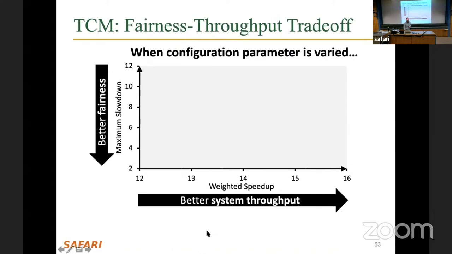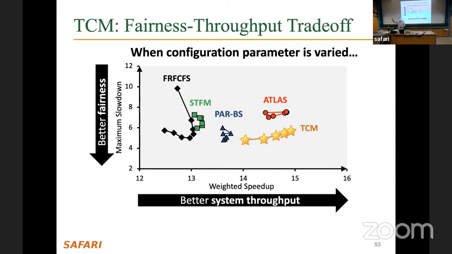Now, it also has other benefits. One of the things that you want in a scheduler is if you actually vary the configuration parameter, you would like to get a nice trade-off in the Pareto frontier. And you can see that if you vary the marking cap, batch formation cap. Atlas, I don't remember what we vary over there, but you can look at the paper. But in STFM, we vary the unfairness threshold. Here, we probably vary the time interval, the least attained service computation time interval. And FRFCFS, we vary the cap, meaning how many requests can be reordered over other requests, over the oldest requests. And you can see that these curves kind of don't make sense, right? You don't get a nice throughput fairness trade-off.